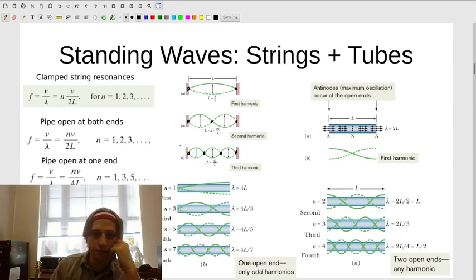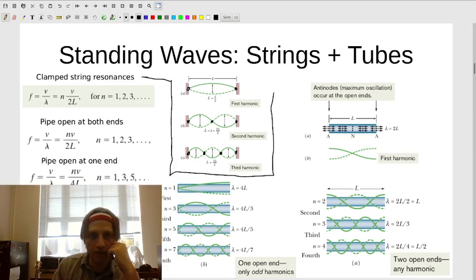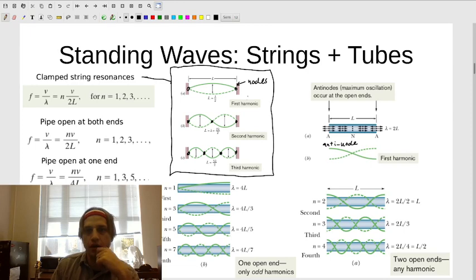Okay, so this is our case with two clamped string resonances. There are formulas that I will give you, but I think it's better to draw the picture and reason it out. Then we have also the case where we have a pipe that's open at both ends. So then both ends count as antinodes. So in this case, both of our ends were nodes. And here, both ends are antinodes.